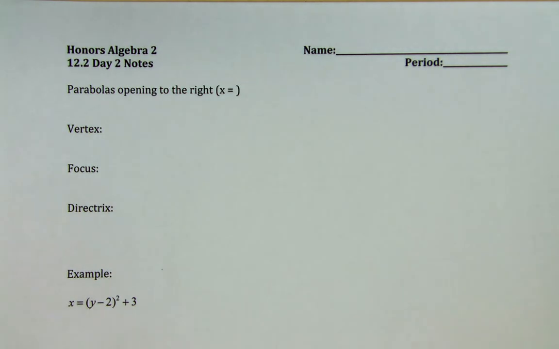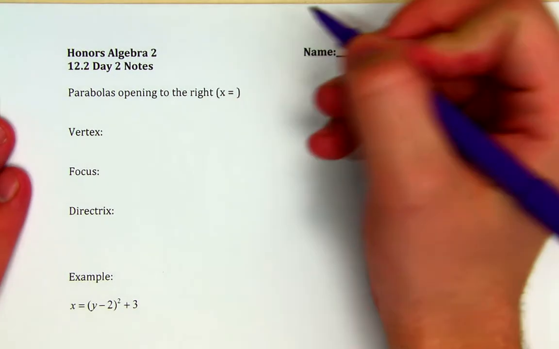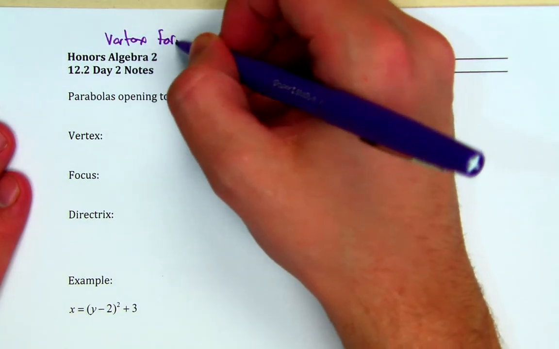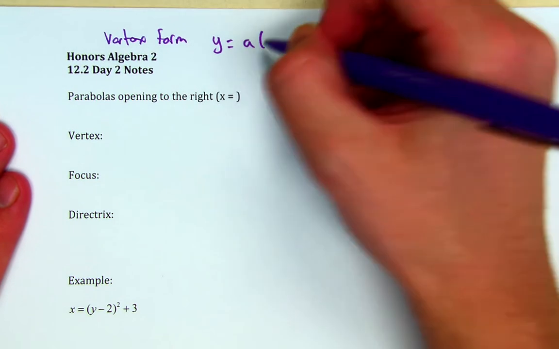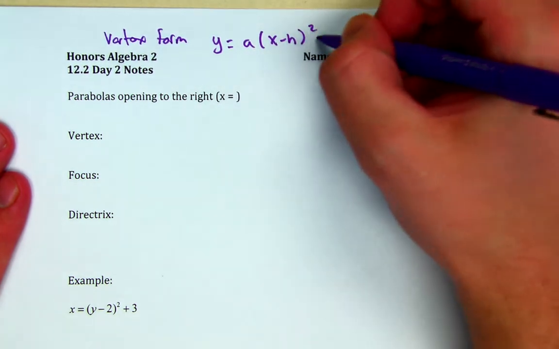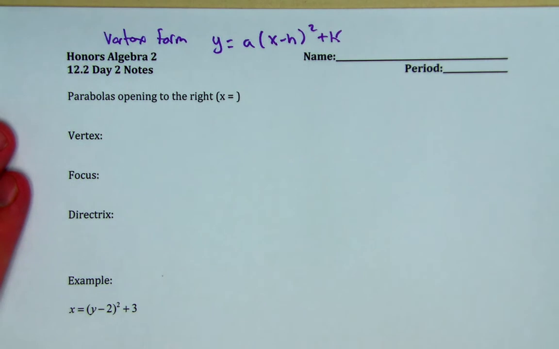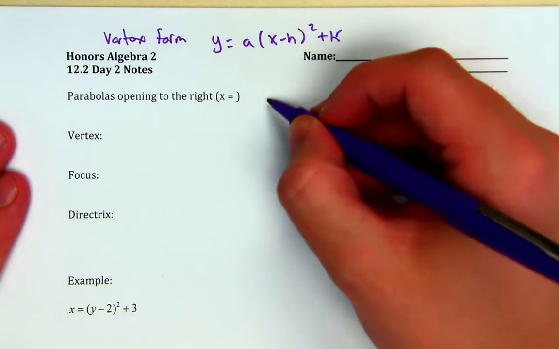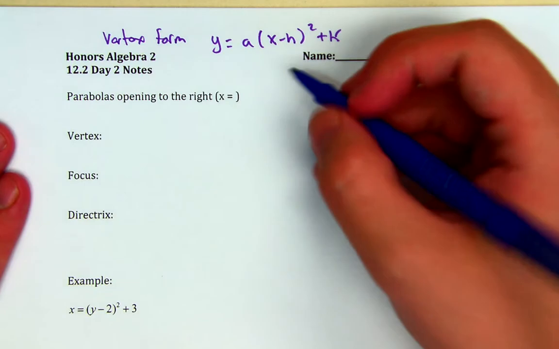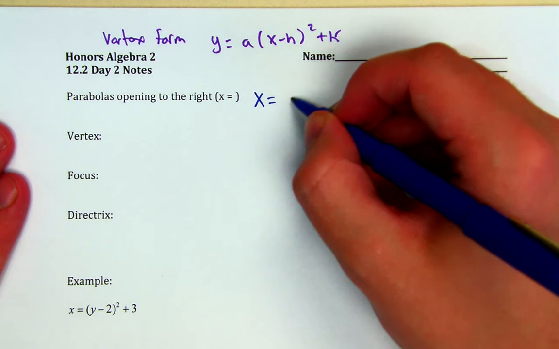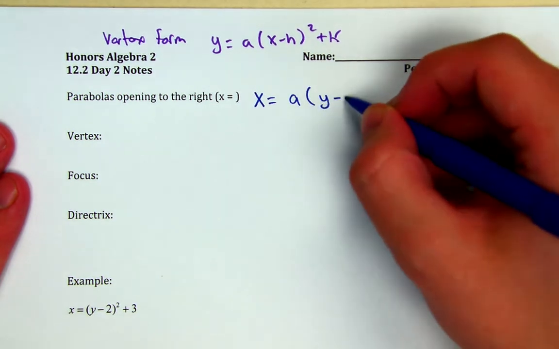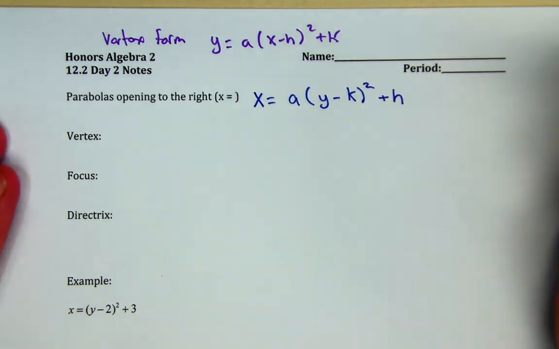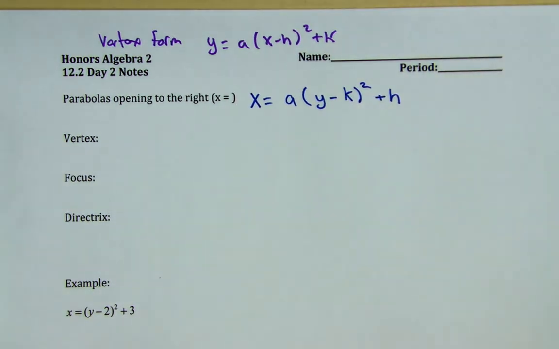Alright, so in the last lesson you learned about parabolas that were in vertex form. To review, vertex form was y equals a times x minus h squared plus k. Well, in this video we're going to deal with x equals instead. So we're just going to change that equation. Instead, we're going to deal with x equals a times y minus k squared plus h. So things just kind of switched around a little bit.